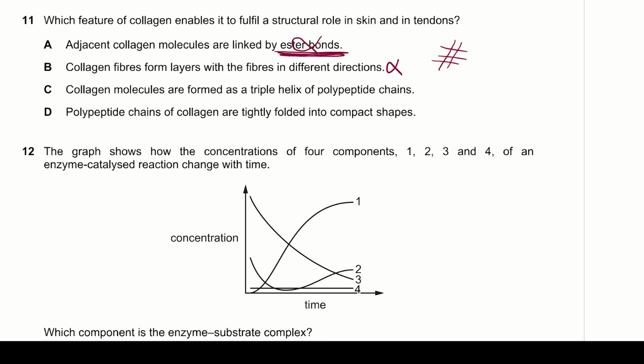C. Collagen molecules are formed as a triple helix of polypeptide chains. This is correct because 3 polypeptide chains join together by hydrogen and some covalent bonds, forming a single collagen molecule. So this is correct.